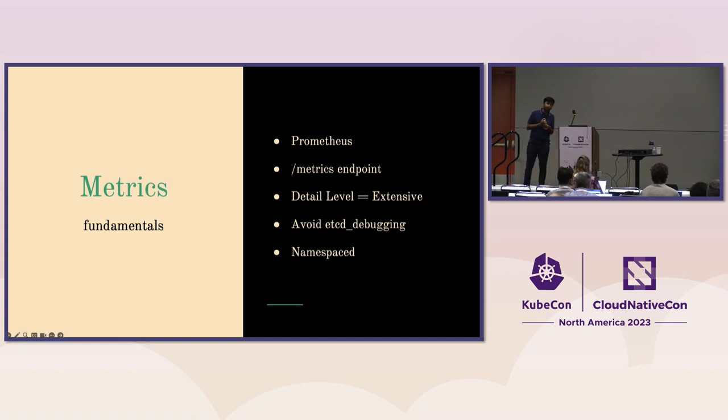etcd underscore debugging are metrics that are unstable or in flux right now. They're being developed, so they might not be the best presentation at that point, so you might want to just avoid them for now. And namespace just means that etcd metrics are namespaced by the module they're working in. So if you have MVCC, then you'd see etcd underscore MVCC underscore whatever the metric name is, and so on and so forth for the server, and any other module that you can think of within etcd.